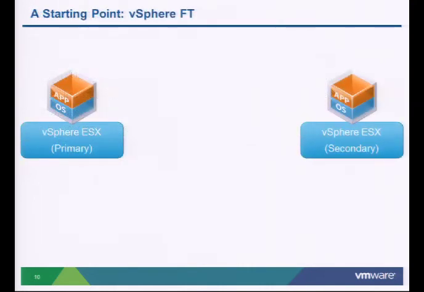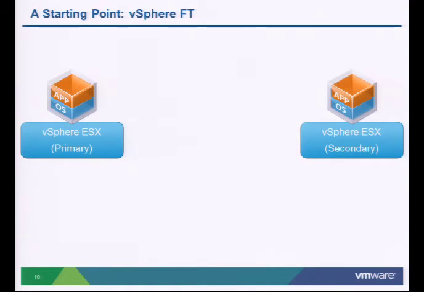So let's take a quick look at what the uniprocessor FT solution was and what is the multiprocessor FT that we are talking about right now. What does it look like? What are the differences? So as I said, in the case of fault tolerance, you have two replicas of the virtual machine always up and running.